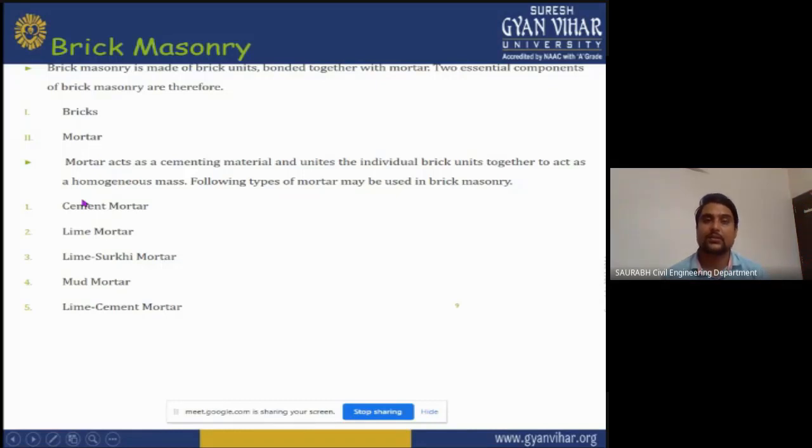Mortar acts as a cementing material and unites the individual brick units together to act as a homogeneous mass. The following types of mortar may be used in brick masonry: cement mortar, lime surkhi mortar, mud mortar, and lime cement mortar. These are also types of mortar.